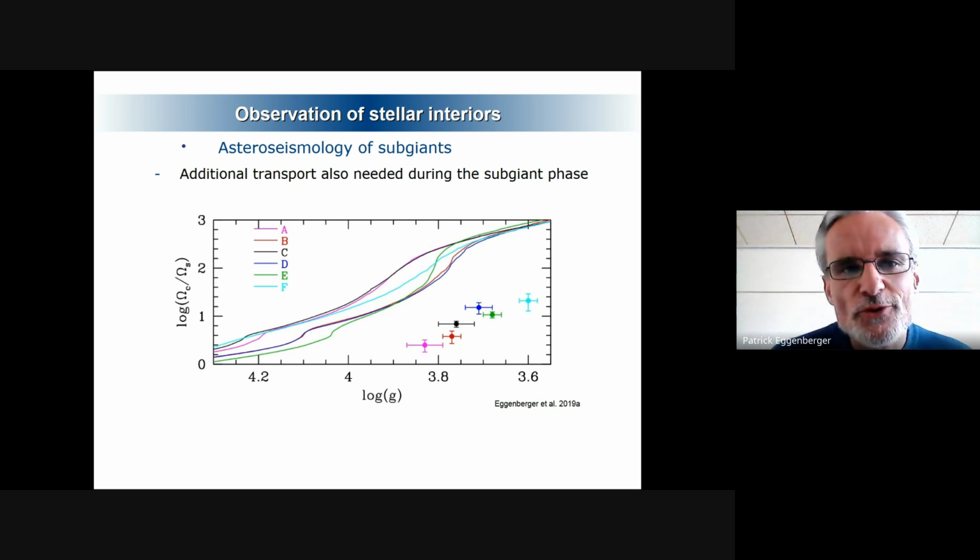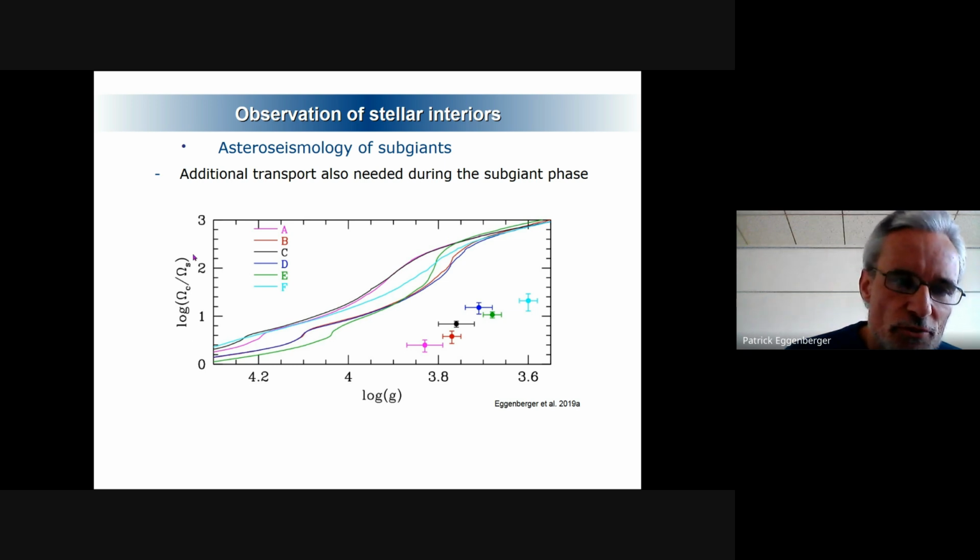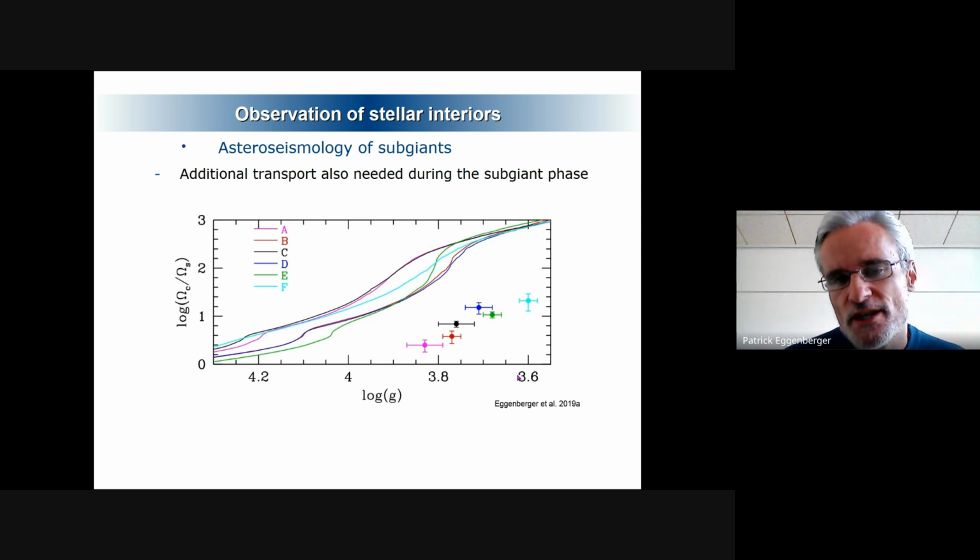This is also the case for the subgiant. What is represented here is the ratio between the core and the surface rotation rate as a function of the log of gravity, which is a proxy for the evolution of our star. We don't have a lot of subgiant stars. These are stars that typically have masses between 1.2 and 1.5 solar masses. So they are during the subgiant phase.